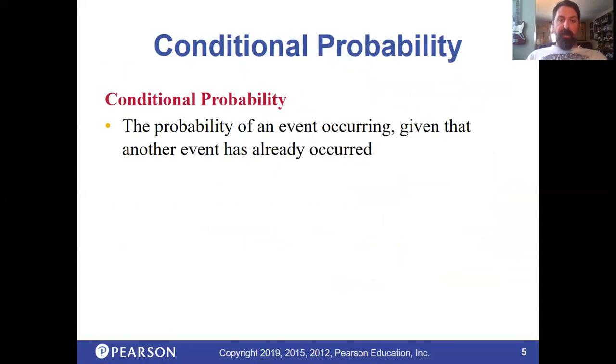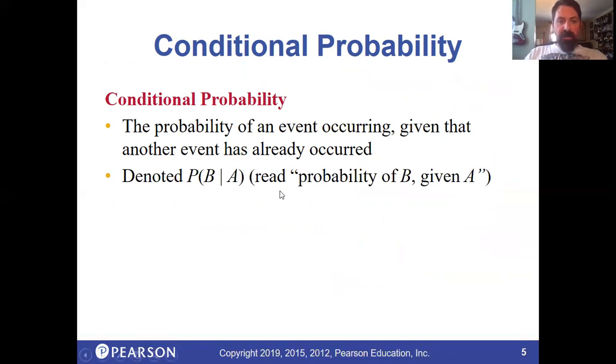First step, conditional probability. The conditional probability is the probability of an event occurring given that another event has already occurred. So given that we already know something happened, what's the probability of another thing happening? The notation we use here is P(B | A), with a vertical slash, which is interpreted as "such that" or "given A", and read the probability of B given A, or the probability of B happening such that A has already happened.